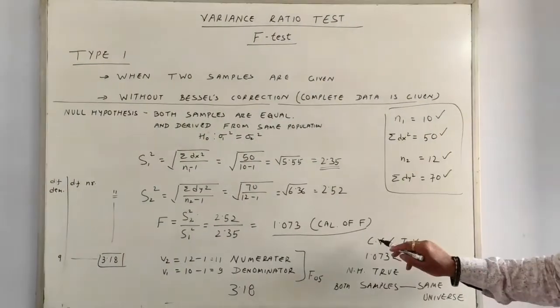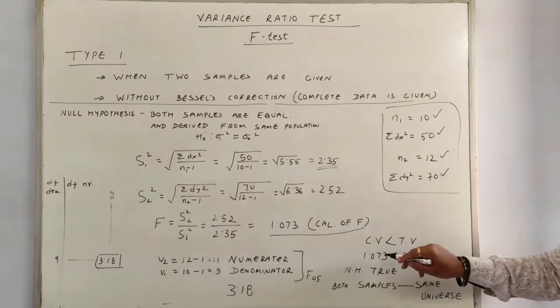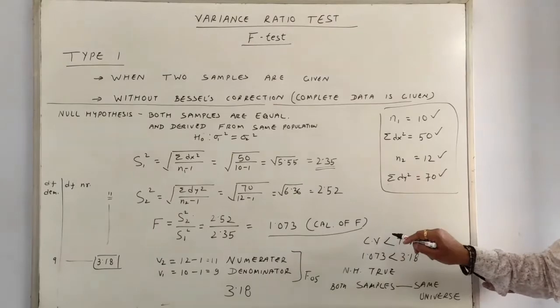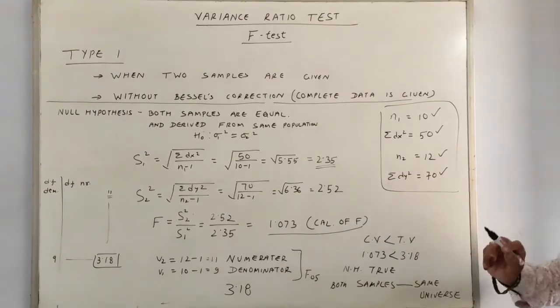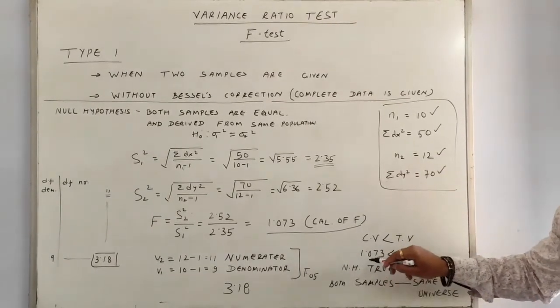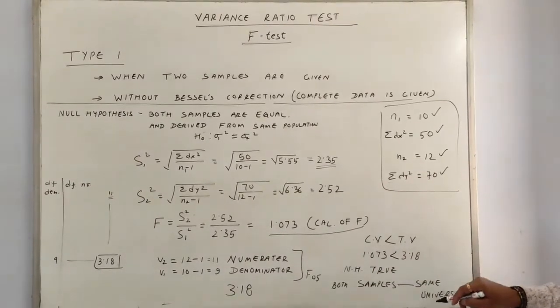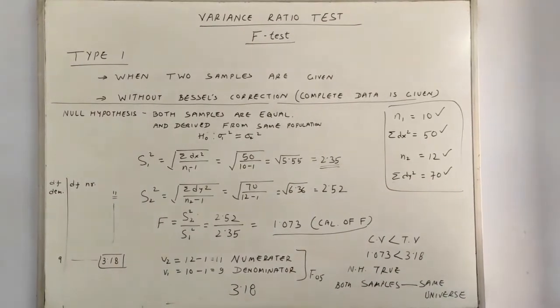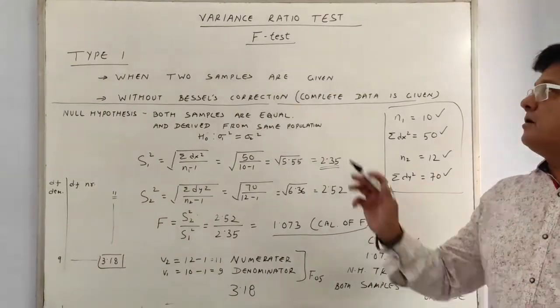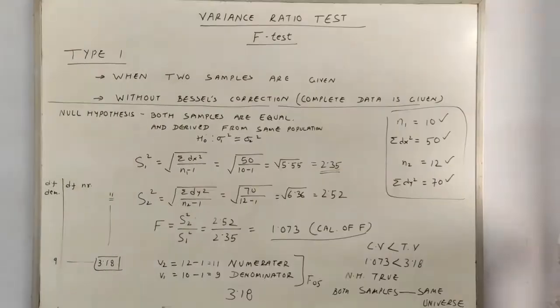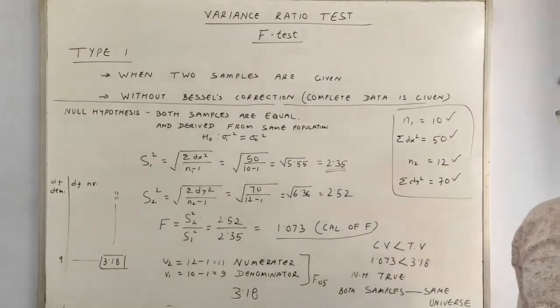3.18. The calculated value 1.073 is less than 3.18. That means the calculated value is less than the table value. That means our null hypothesis is true, that both the samples have been derived from the same universe. So this is the first type of F test.